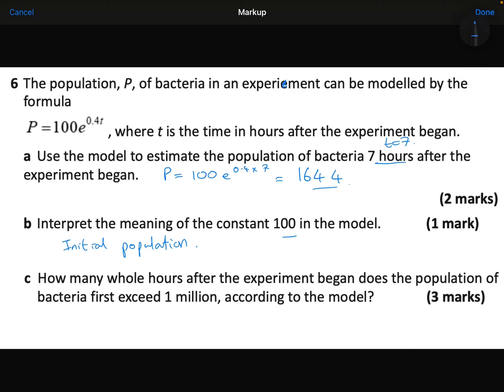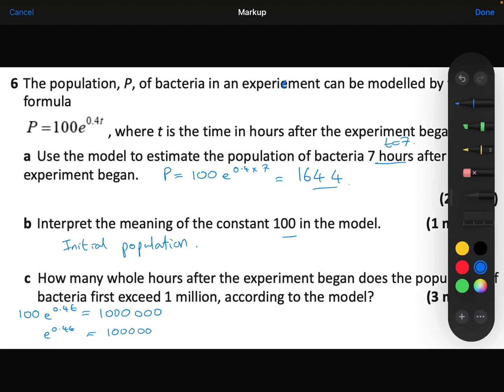And then part C, how many whole hours after the experiment began does the population of bacteria first exceed 1 million? So I'm going to find at what time the population would equal 1 million. I'm going to take the model, make it equal to 1 million, and find what value of t would make it equal 1 million. And then I can just say that t has to be bigger than that.